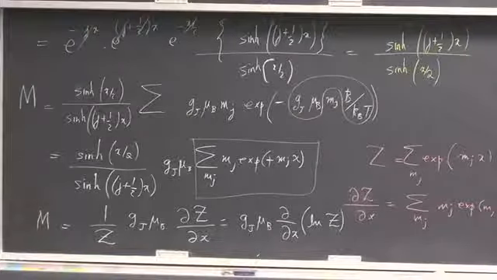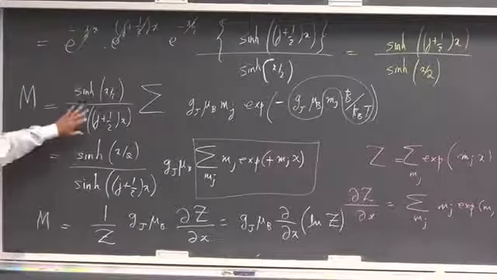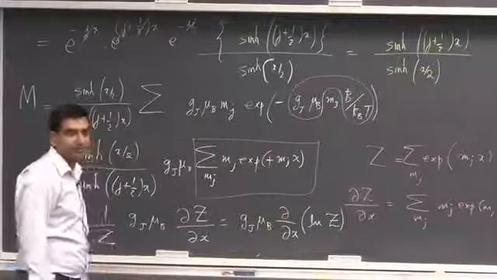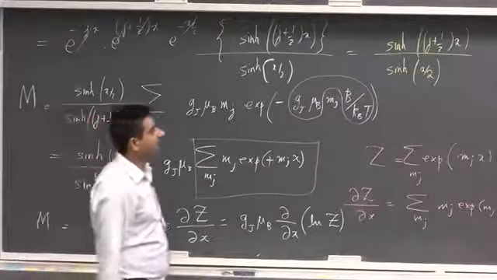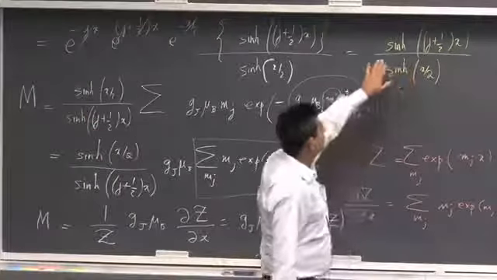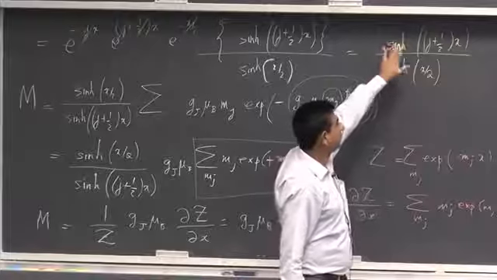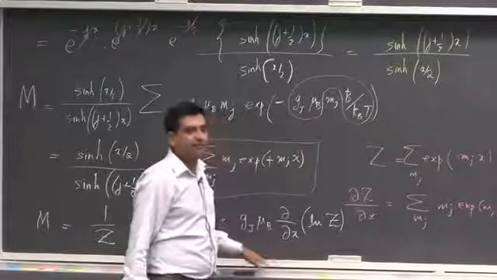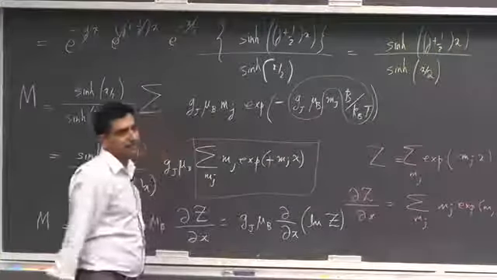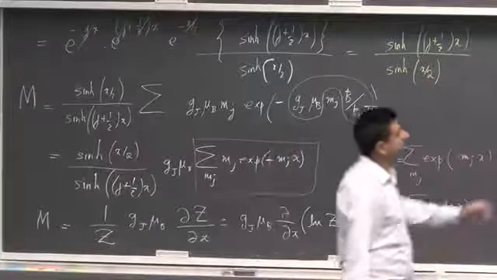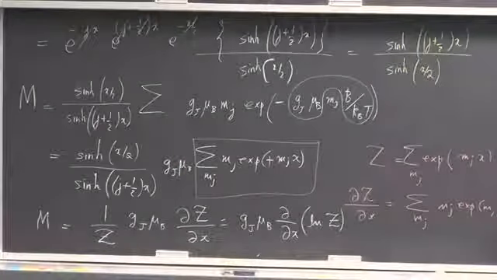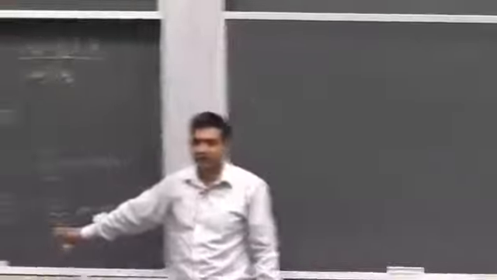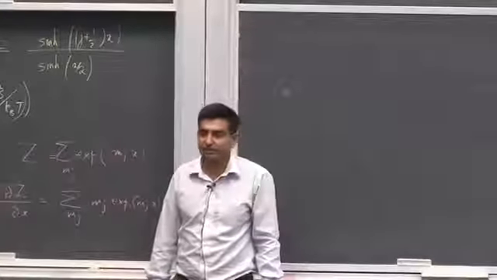Now I know what the partition function is. This is the partition function here. I can find the log of the partition function. I take the log of the sinh, the log of the numerator minus the log of the denominator, and then I can find its derivative and find out what the magnetization is. Would you mind just performing this calculation in the next 1 or 2 minutes, and find out what final result you get for the magnetization.